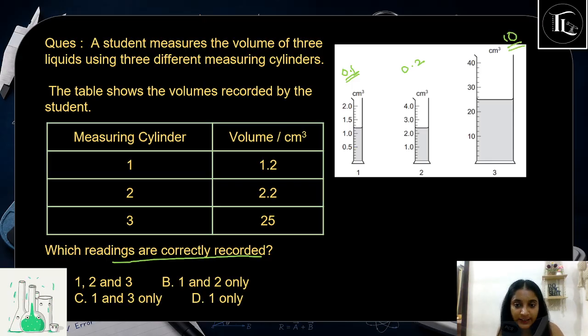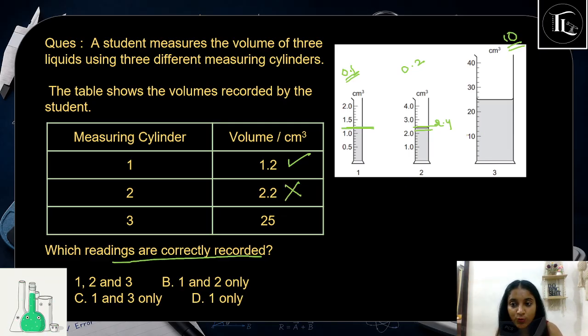So the first one, it says 0.5, 1, 1.1, 1.2. So yes, measuring cylinder 1 reading is correct. If we look at the second one, it is 2, it will be 2.2, it will be 2.4, not 2.2. So the second one is wrong.